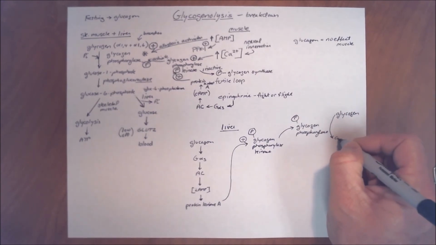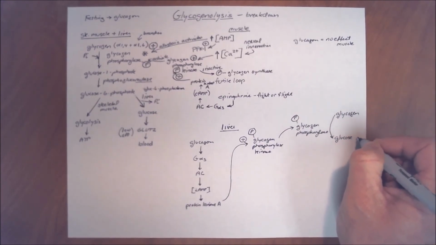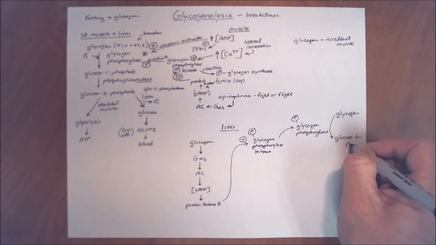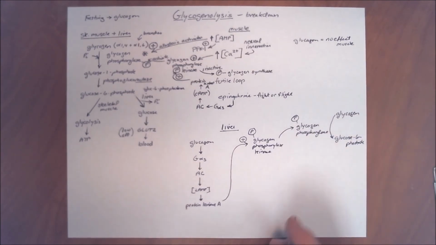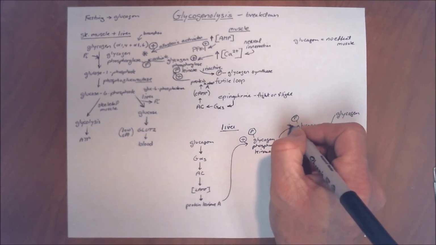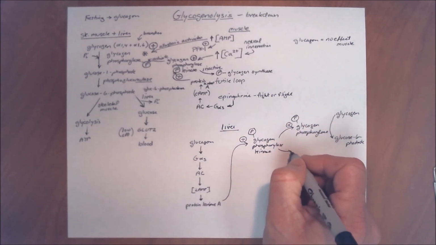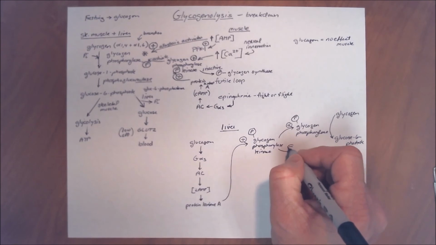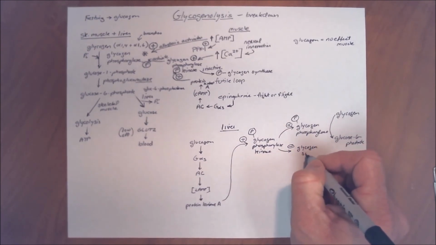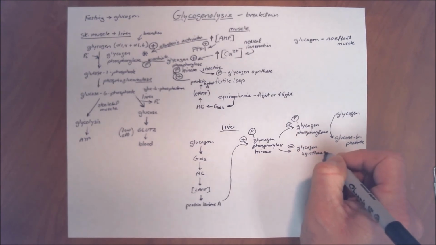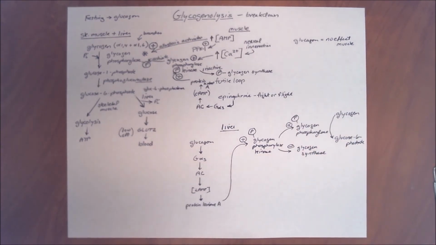which will now convert glycogen into glucose 6-phosphate. In turn, this activated kinase will inhibit glycogen synthase, just as it did in muscle.